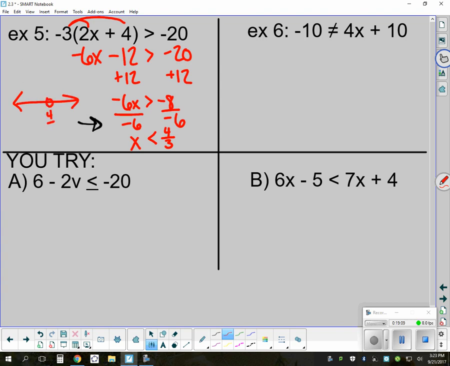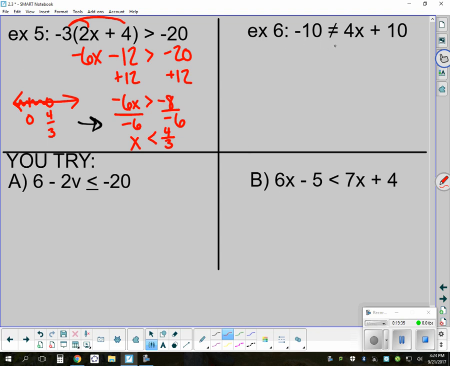So if I have 4/3 here, I know that, let's say, 0 is less than 4/3. So I could try 0 and see if it works. 2 times 0 is 0, plus 4 is 4, times negative 3 would be negative 12. Is negative 12 greater than negative 20? Yes, it is. So that is correct.